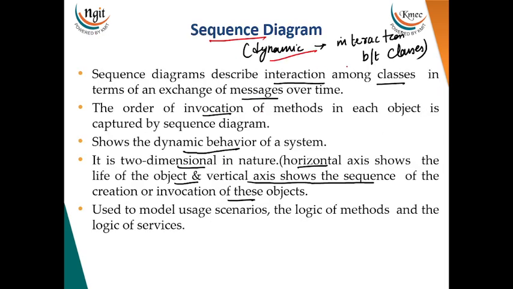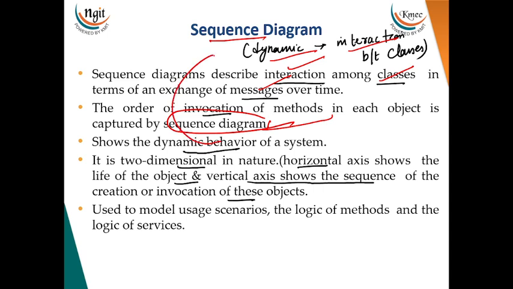This is also dynamic. Interaction between the classes, interaction between two classes. The major concept of sequence diagram is this one. Sequence diagram describes interaction among classes and the messages. In order to invoke the method to each other, we capture how the methods are invoked by one class to other. I repeat, how the methods are invoked from one class to other is captured by the sequence diagram.